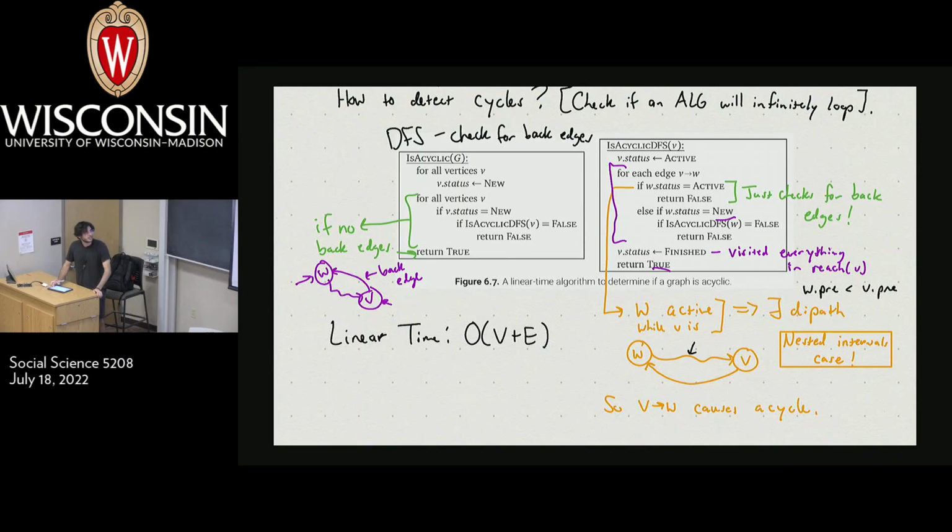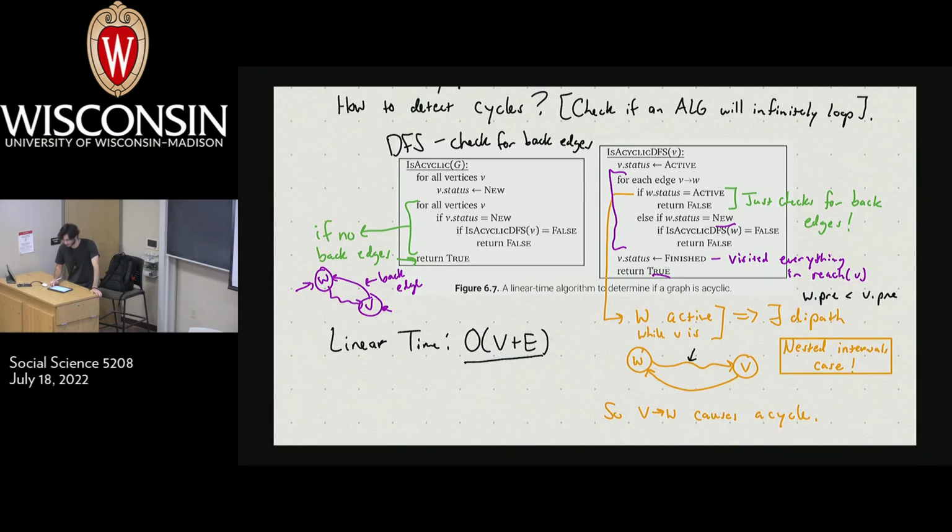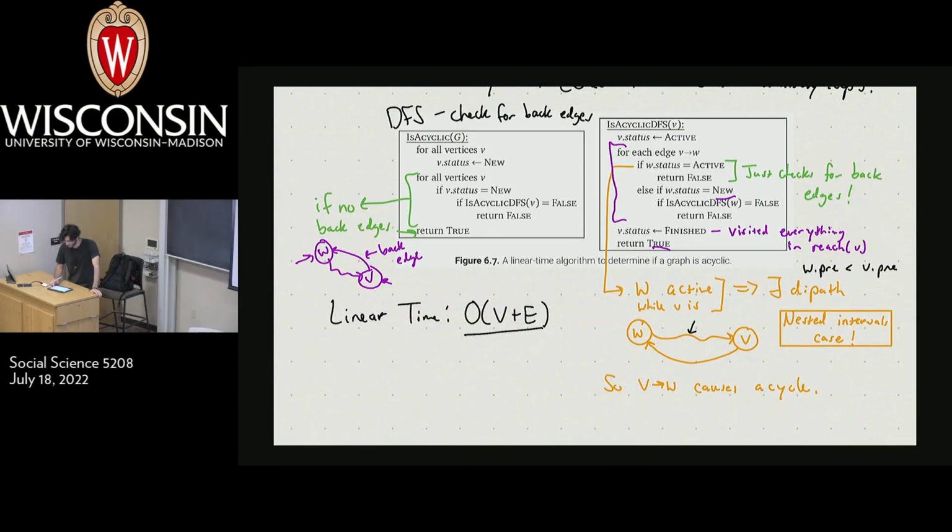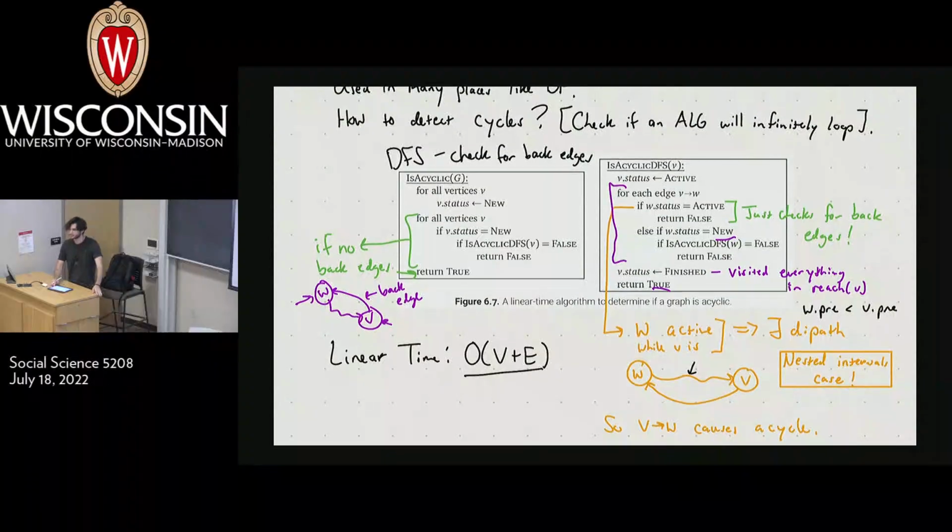Okay? So the running time is going to be the same as DFS, just because we added a couple if statements and stuff. Not a big deal. So it's linear time. So we can really quickly figure out if a graph has a cycle or not. So any questions on this?